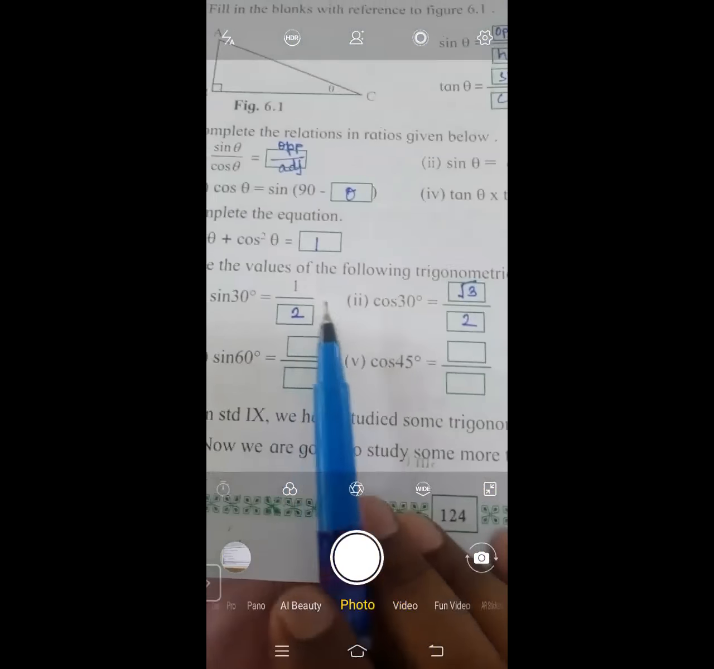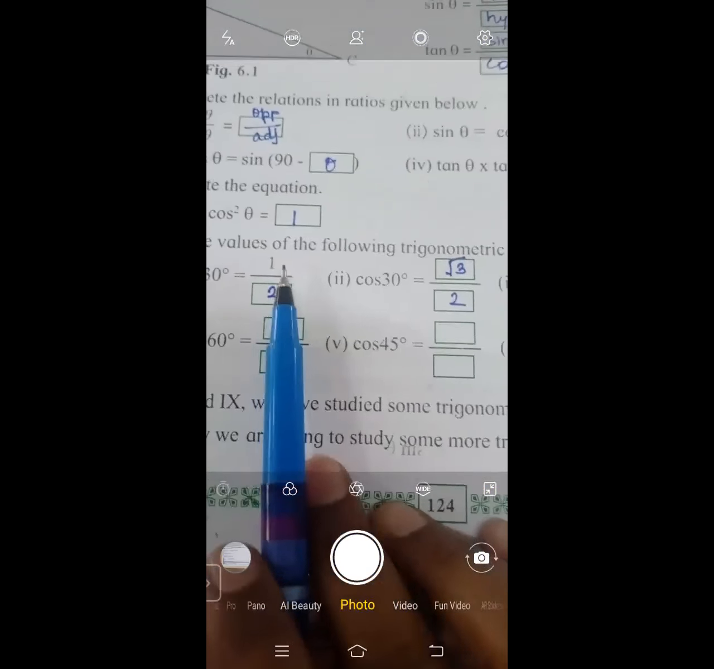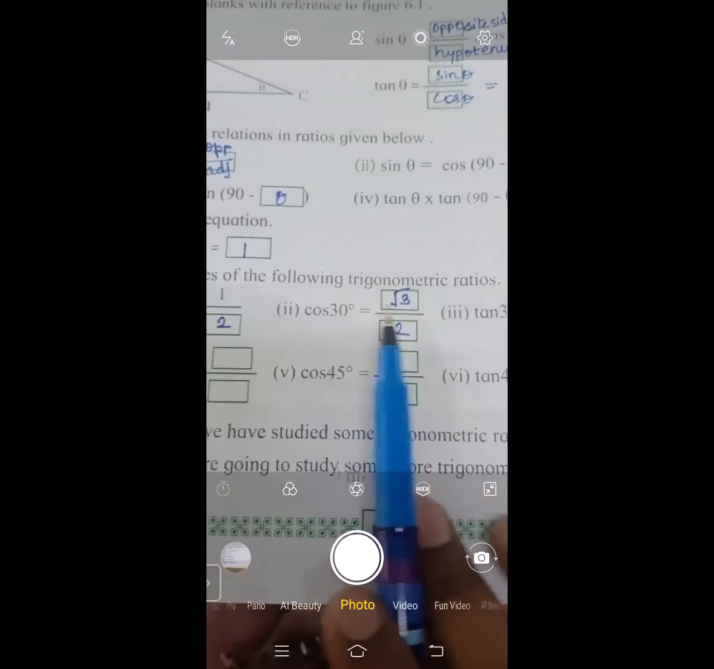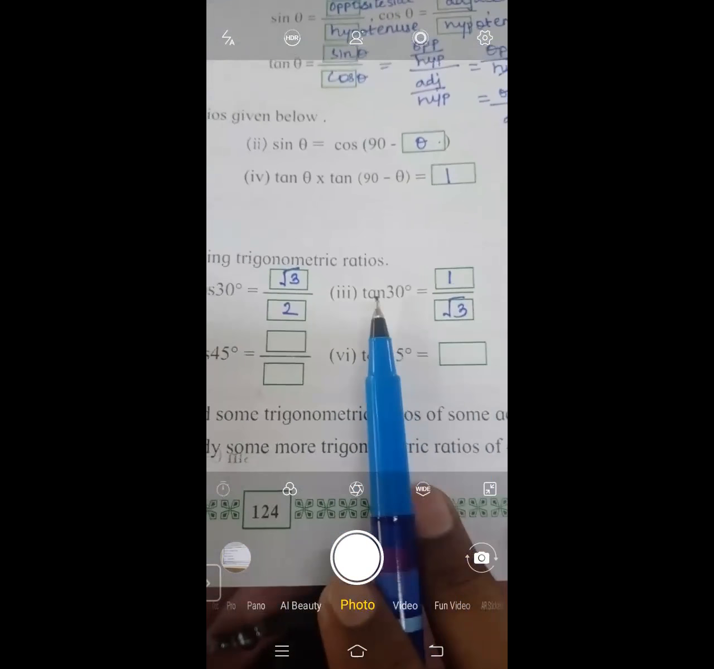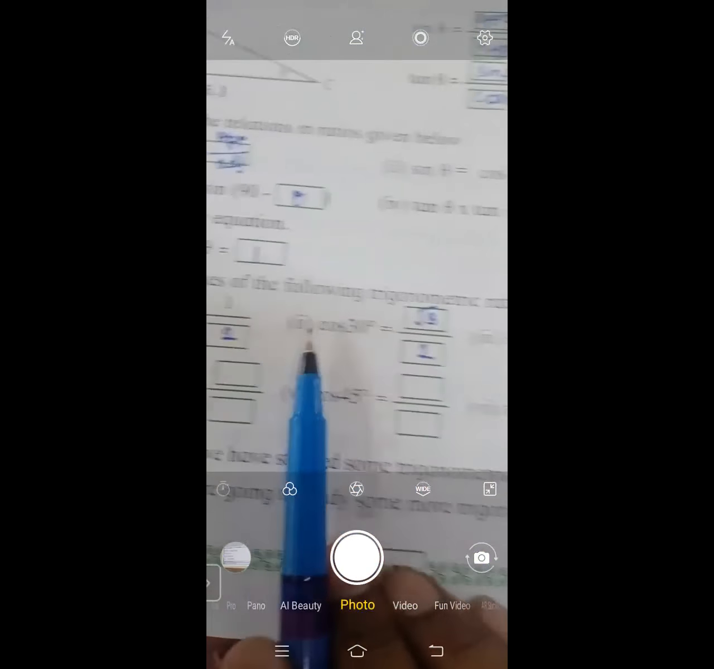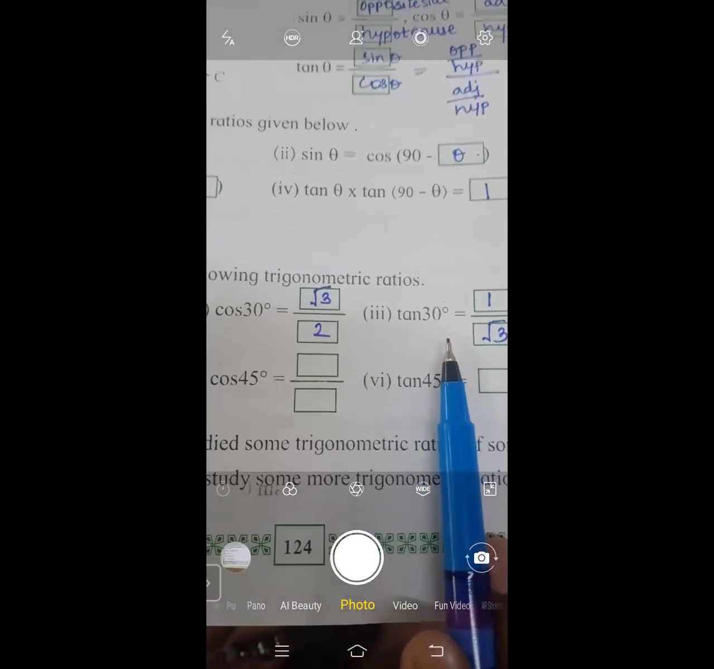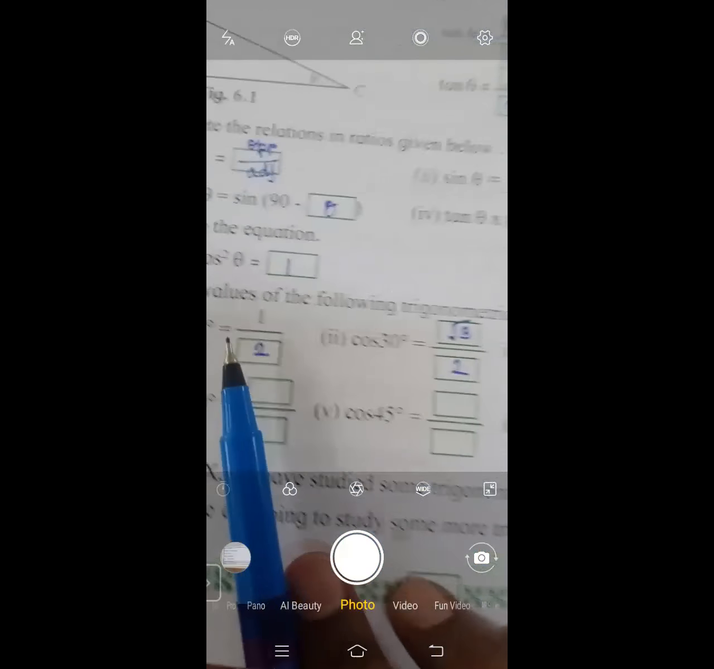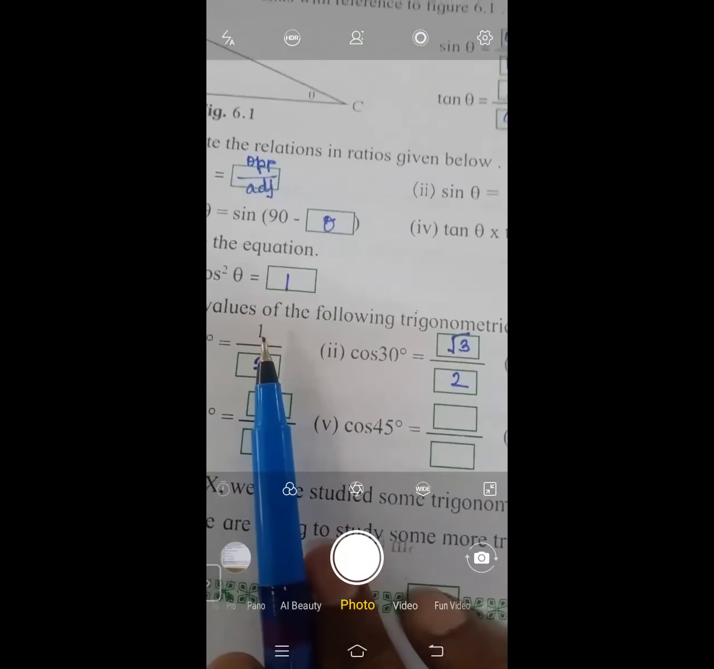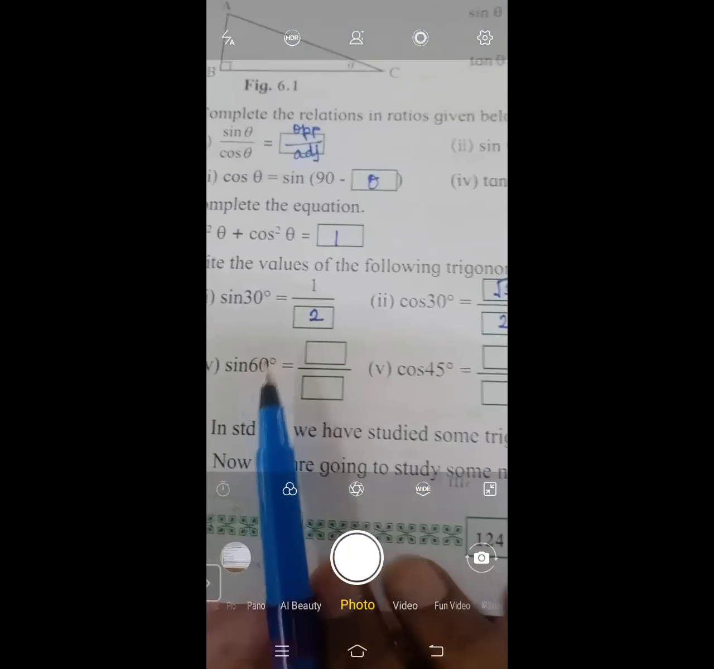Now, here you can understand sin 30 degrees is 1 upon 2, cos 30 degrees is root 3 upon 2, tan 30 degrees is 1 upon root 3. Okay, what is tan 30? You can see the numerator is for sin, and its denominator consists of the numerator which is for cos. As tan theta is equal to sin theta upon cos theta, the hypotenuse gets cancelled and only the numerators remain. So 1 upon root 3.